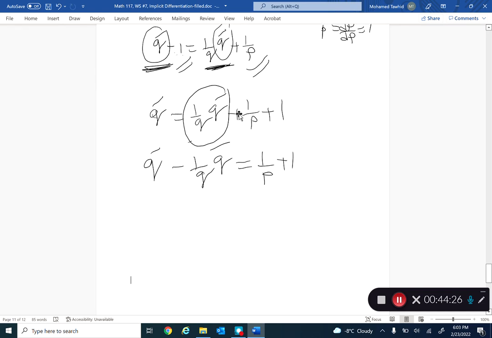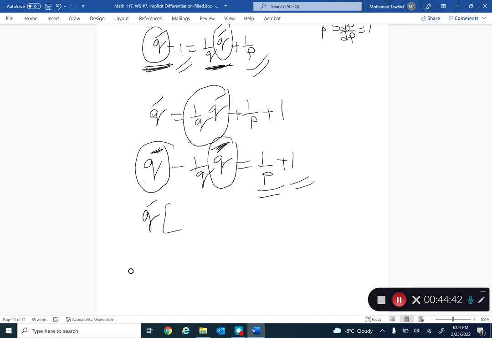Then I make sure I'm collecting all the terms that have q prime on one side, and any term that does not have q prime I put on the other side. So now what is next? I factor out q prime. If I grab q prime out, what do you have left? Just 1, and 1 over q. And here, you have 1 over p plus 1.